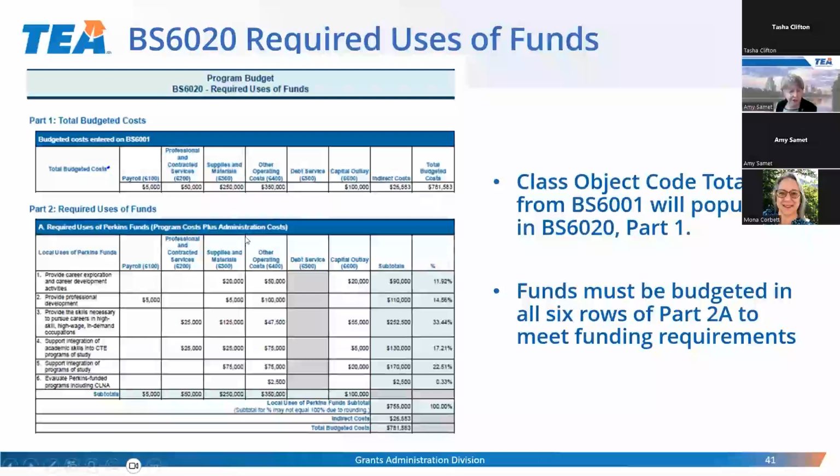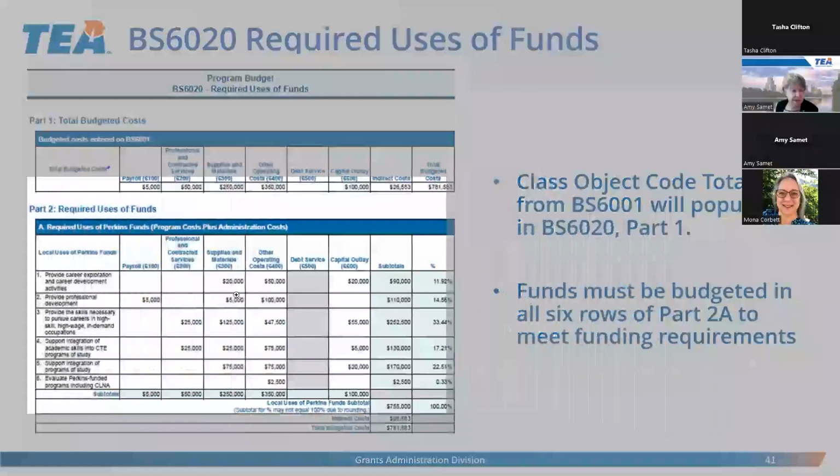Now let's look at part 2. Funds must be budgeted in all 6 rows of part 2A to meet funding requirements. So here are uses of Perkins funds, 6 of them. And then let's look at an example. So I will enlarge this so we can see a little better.